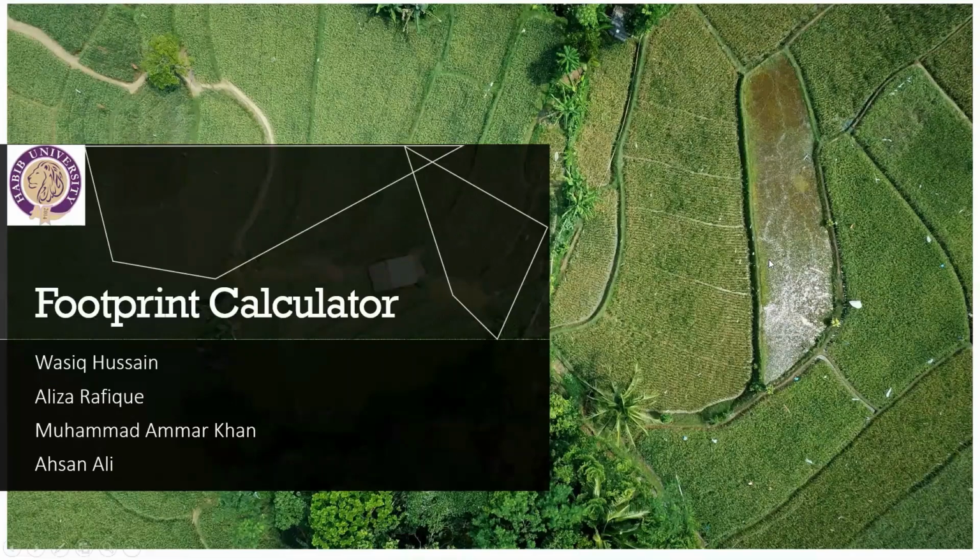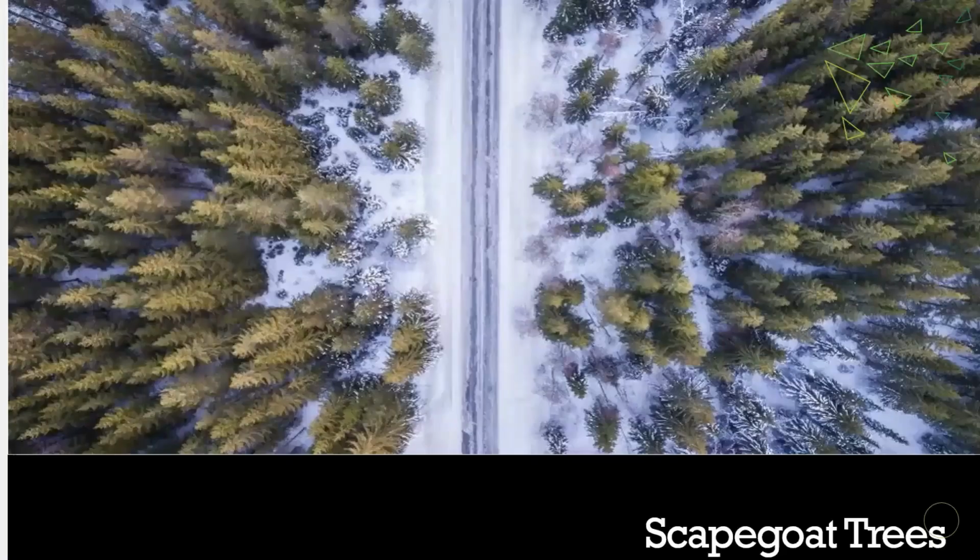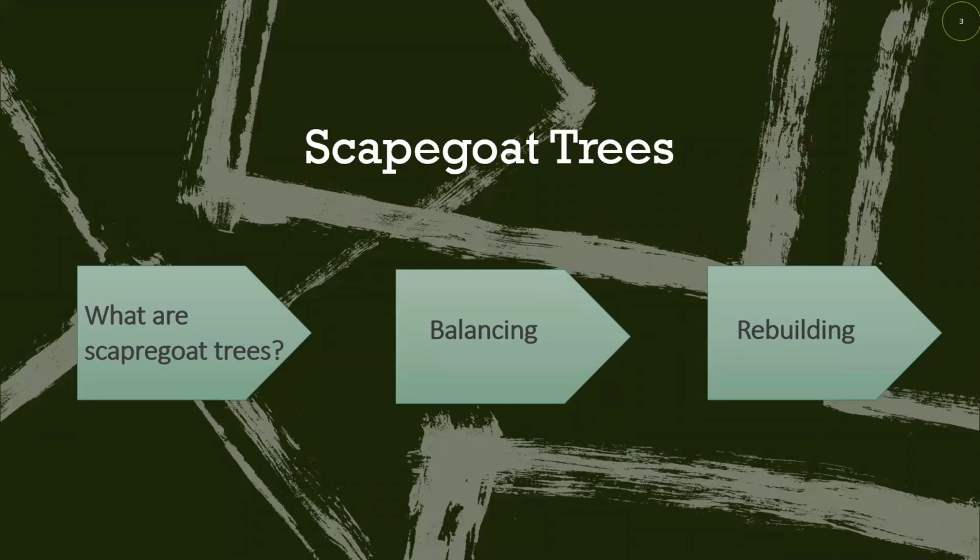Hello, our project title is Footprint Calculator and it's based on scapegoat trees. The group members are I, Aliza Rafiq, Wasik Hussain, Muhammad Amar Khan, and Ehsan Ali. Let's start with understanding scapegoat trees. These are the three components that we will discuss.